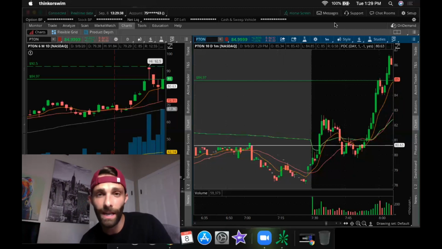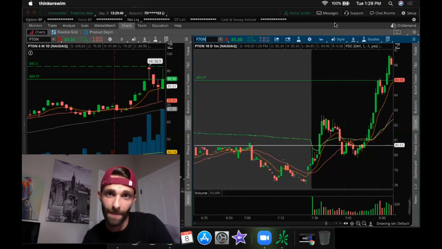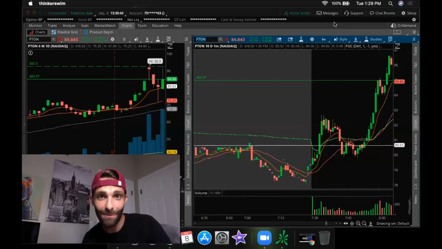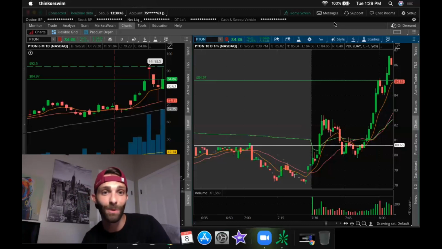So now you know which indicators I like the best. Let me know which ones you like in the comments below. And remember, less is more. More indicators does not equal more money. If anything, it makes this whole process more confusing.